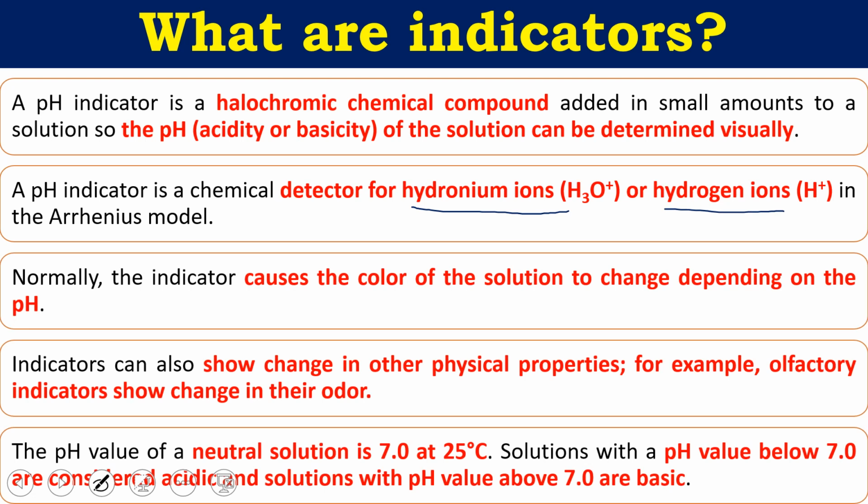The pH value of a neutral solution is 7 at 25 degrees centigrade under normal laboratory conditions. Solutions with a pH value below 7 are considered acidic, and those with a pH above 7 are considered basic. That is the normal thing we know.